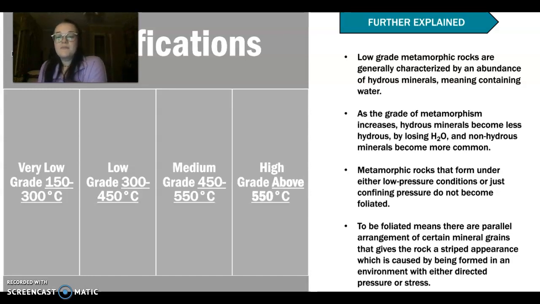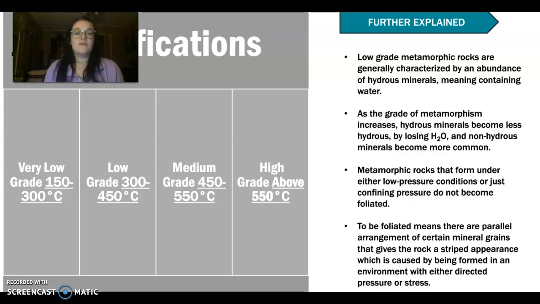Very low grade happens between 150 and 300 degrees Celsius. Low grade happens between 300 and 450 degrees Celsius. Medium grade happens between 450 and 550 degrees Celsius, and high grade happens anything above 500 degrees Celsius.